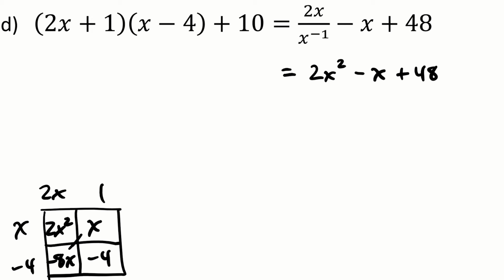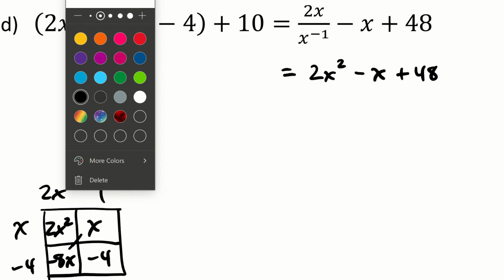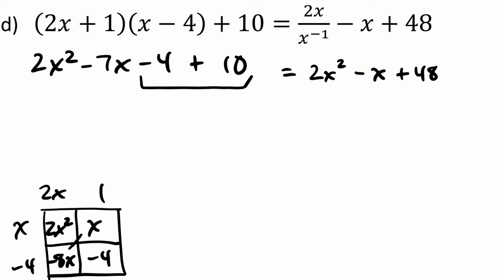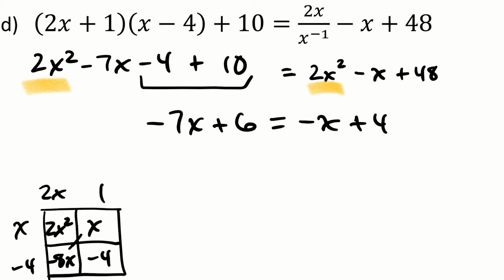So I can rewrite that first part of the equation using the information in the area model. 2x plus 1 times x minus 4 is the same as 2x squared minus 7x minus 4, and then I'll write over here plus 10. Of course, these two together make a 6. And the other thing that's true is both sides have factors of 2x squared. So I'm going to subtract the 2x squared from both sides and combine the negative 4 and the 10. It's going to give me negative 7x plus 6 equals negative x plus 48.